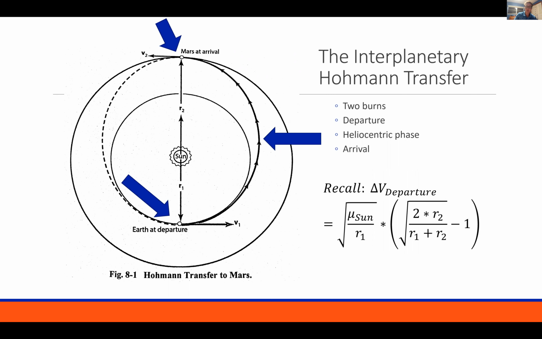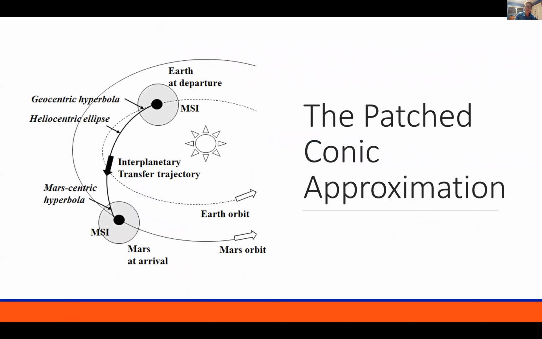Remember from last time that the first burn's delta V is equated with this formula. So a little bit on the theory of how we're able to solve for a mission that has orbits in three different reference frames. First being around the Earth, second being around the sun, and the third one being around Mars. The way this is done is through the patched conic approximation.